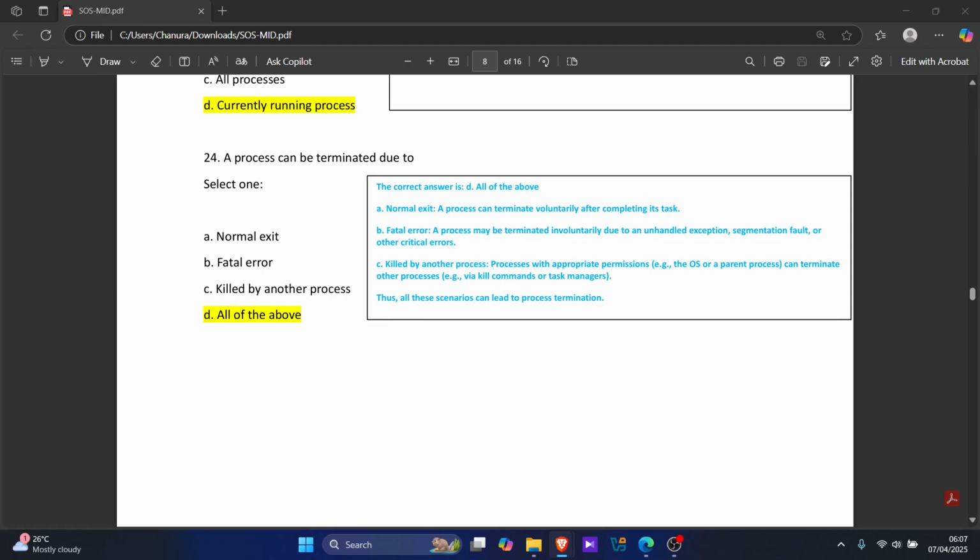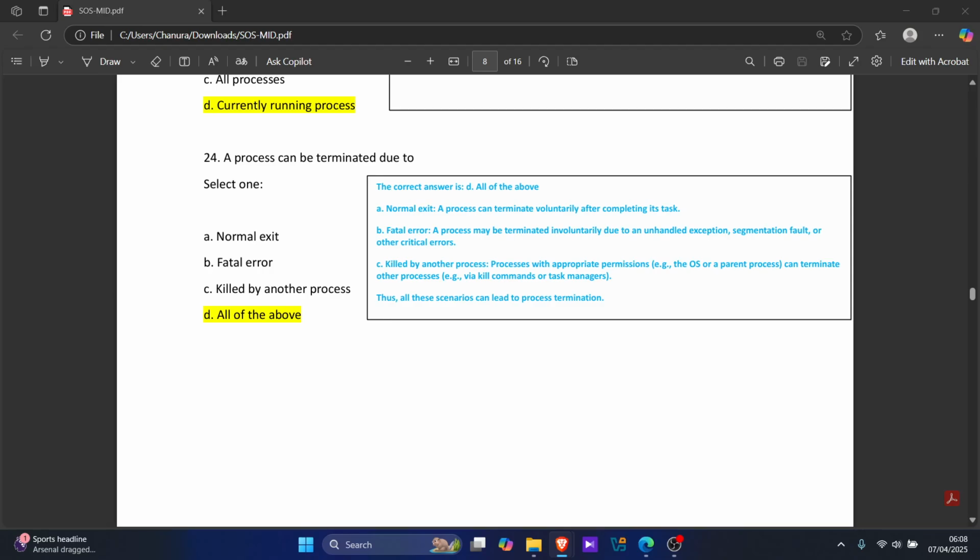Okay, let's tackle this question. So, the question is asking about the reasons a process can be terminated. The options are A, normal exit, B, fatal error, C, killed by another process, and D, all of the above. First, I need to remember what each of these terms mean in the context of process management in an operating system.